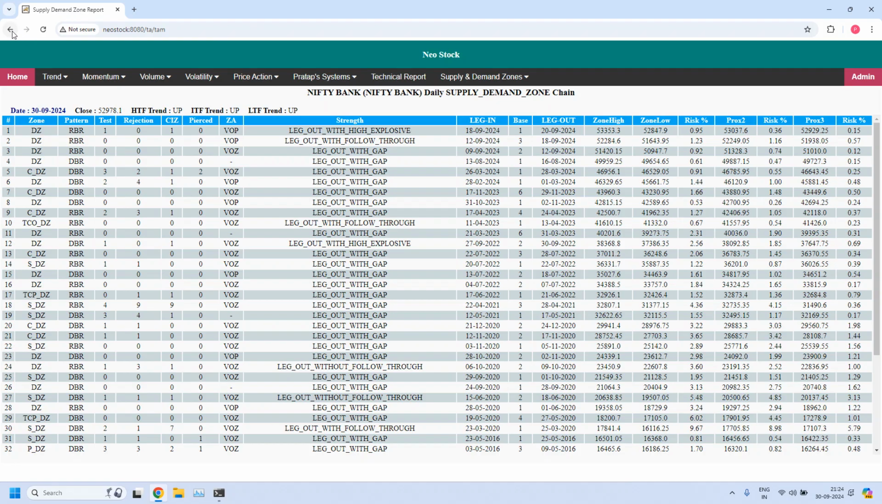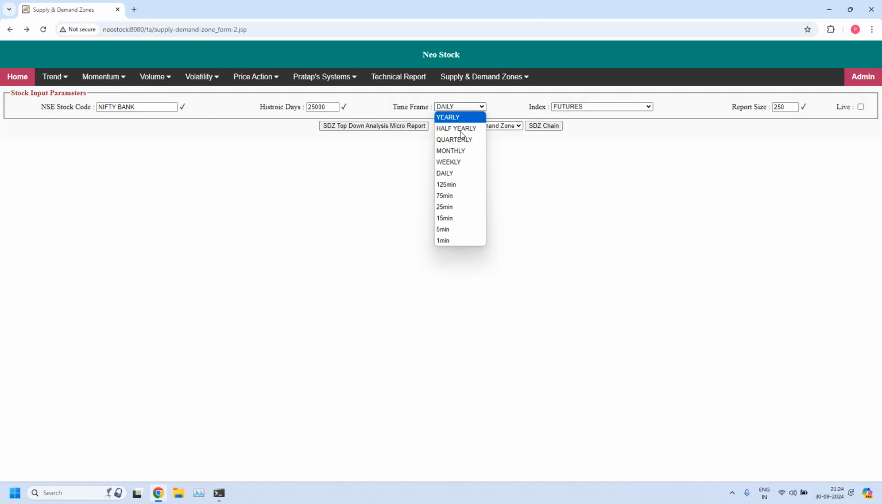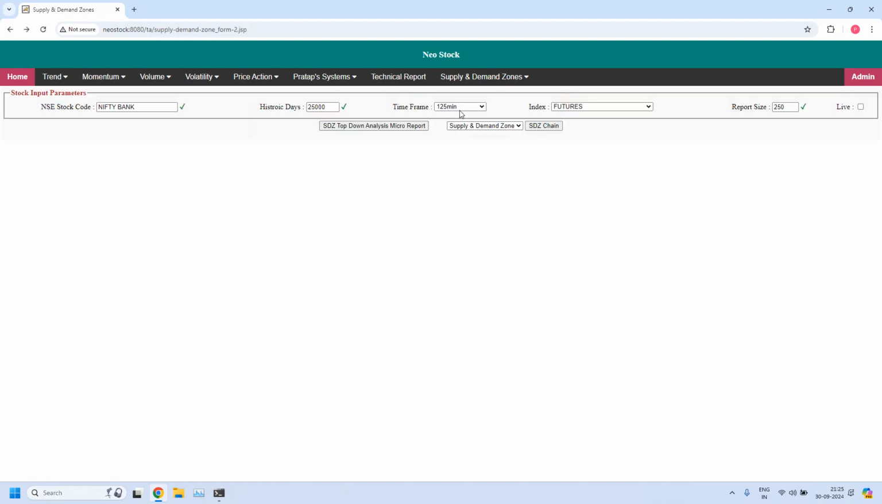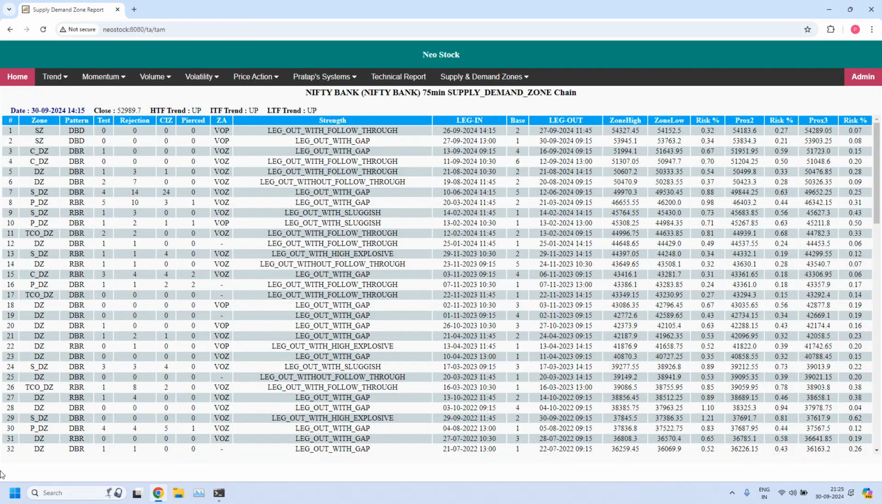The next time frame is 125 minutes, generating 125 minute supply demand zone chain for BANKNIFTY. Okay, the next time frame is 75 minutes, generating 75 minute supply demand zone chain for BANKNIFTY.